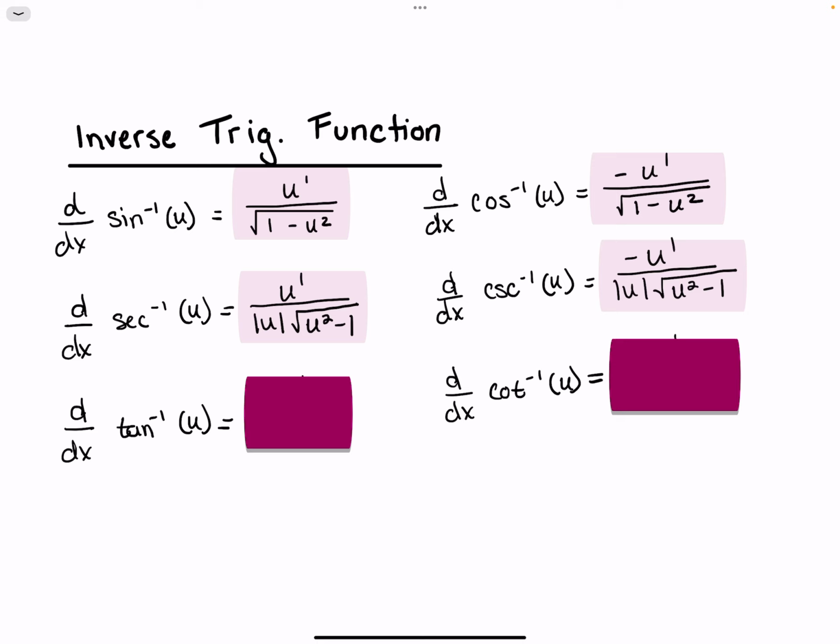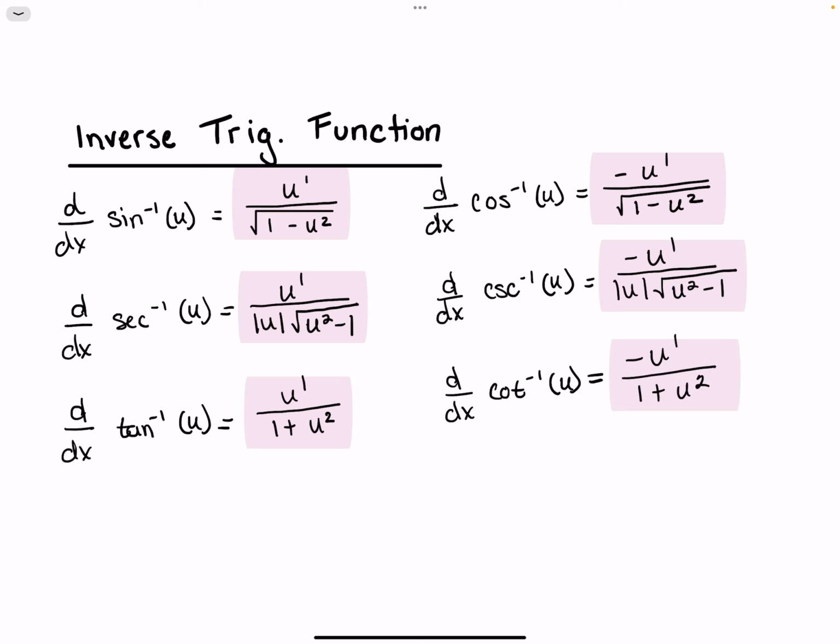And now tangent's my favorite, u prime over 1 plus u squared. So for tangent, we're adding instead of subtracting. And cotangent's going to be the same thing, but negative. So there's really only 3 to memorize because the other ones are just negated, which is nice.